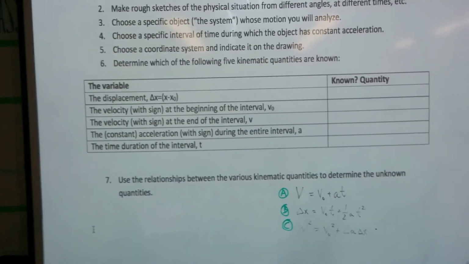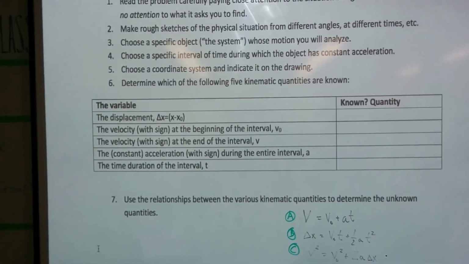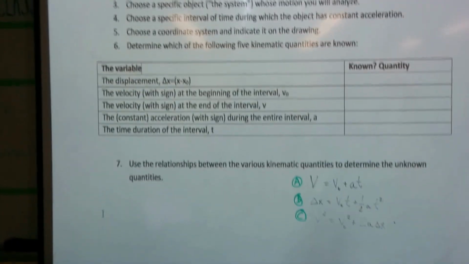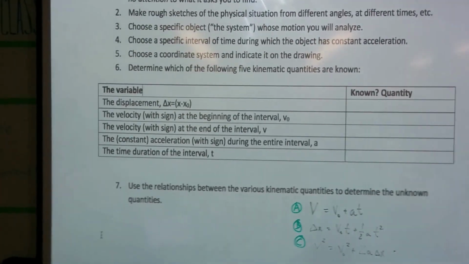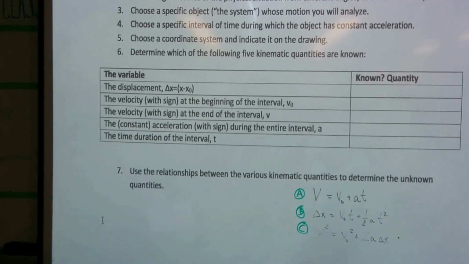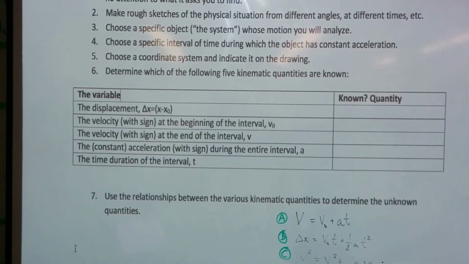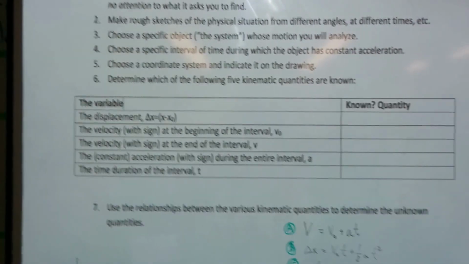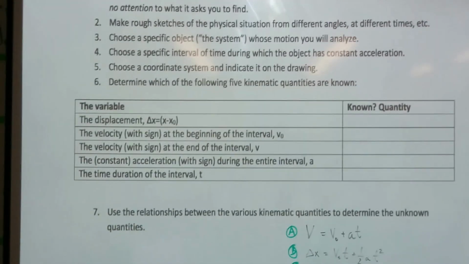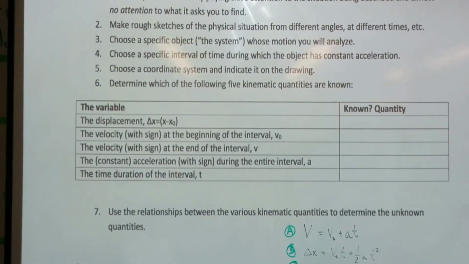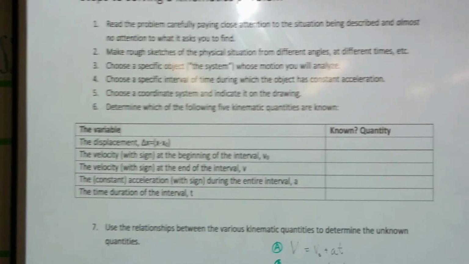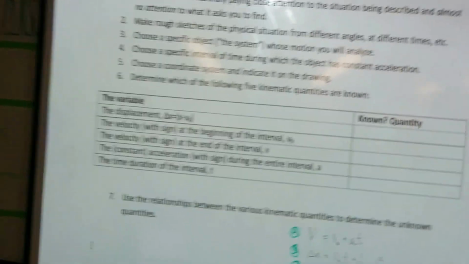Keep in mind I have the kinematic gems that you copied down in class in the bottom right, A, B, and C. The goal here in any kinematic problem is to get 3 known variables so we can solve for any unknown. Get 3 known, solve for any unknown. So the first step is to read through a problem carefully, paying little to no attention to what we're trying to solve for.